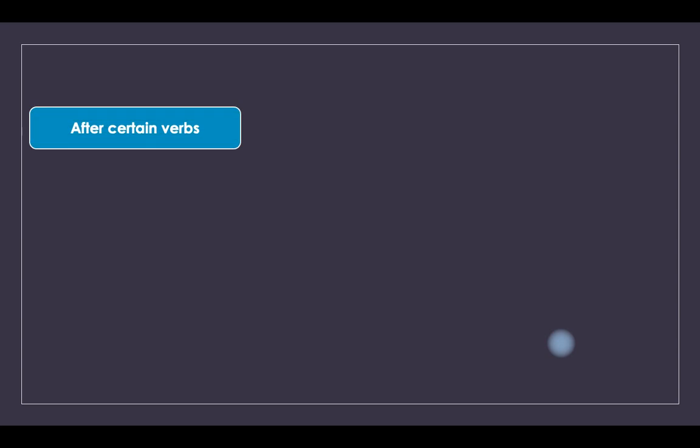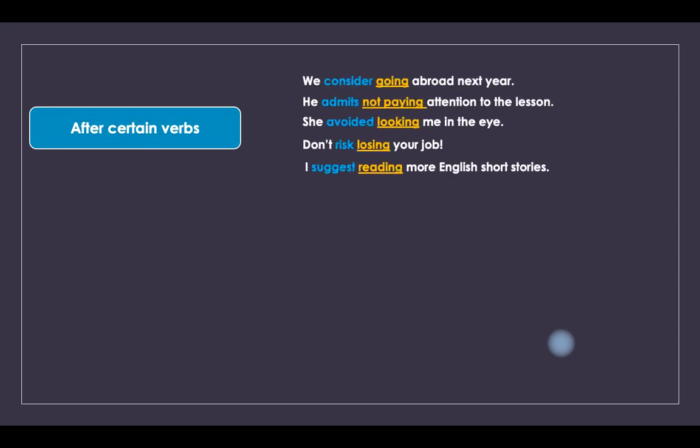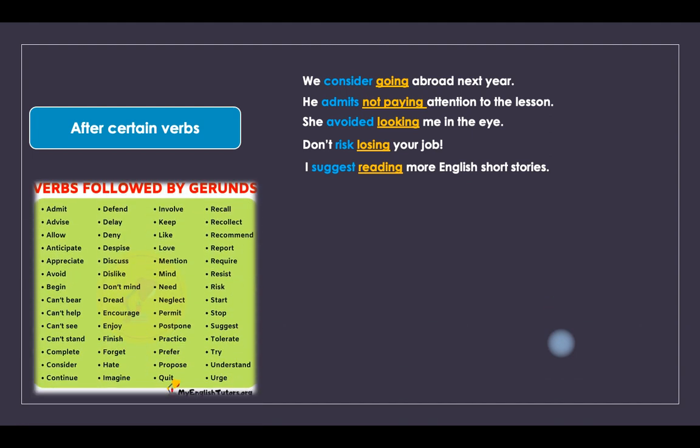What else? We also use gerunds after certain verbs. Now, what are those verbs? We have a list of verbs which are followed by gerunds. Well, the only way to remember those verbs is to practice using those verbs, is to learn them by heart. Pay attention to those verbs when you see them in texts. We consider going abroad next year. He admits not paying attention to the lesson. She avoided looking me in the eye.